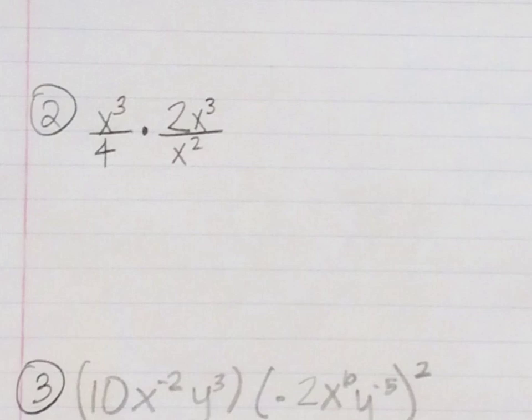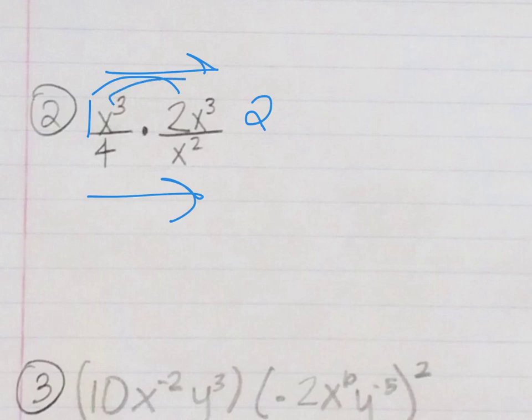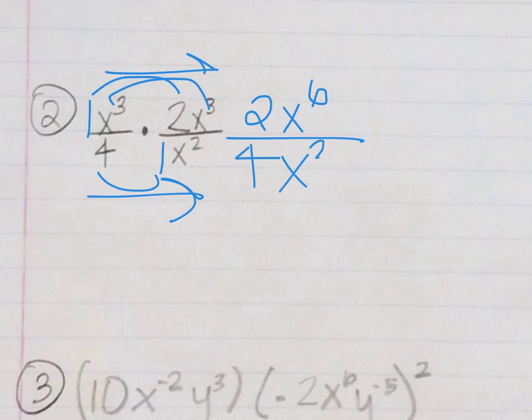So taking a look at number 2, we're just going to multiply straight through the top and through the bottom. So I've got x to the third times 2x to the third. And don't forget that there's an imaginary 1 here, so I'm saying 1 times 2, which is 2, and I'm saying x cubed times x cubed, and I'm going to add my exponents in that case. So I've got like bases of x, and I'm going to add my exponents. Now let's take a look at my bottom. I've got an imaginary 1 here, so I'm going to multiply 4 and 1. The bottom I have 4x squared.